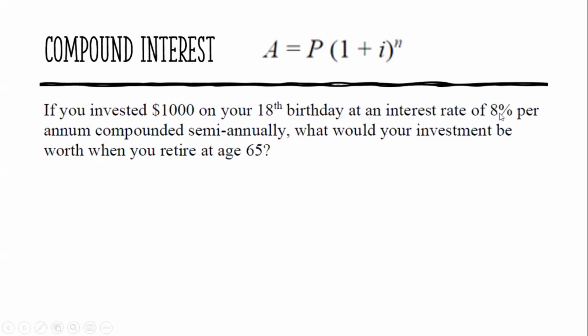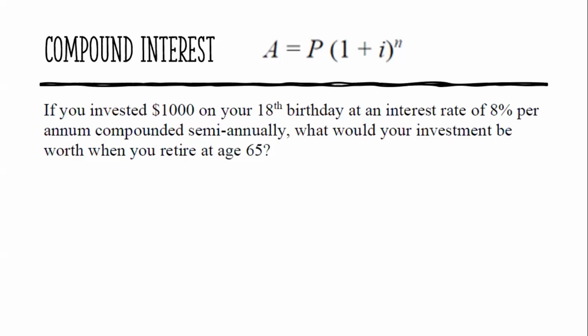And the bank says they're going to give you 8% and they're going to compound it semi-annually. What would your investment be worth when you retire at 65? So you're 18. You're going to retire when you reach 65. So you want to know what happened to your $1,000. What is my $1,000 worth now? Okay, so that's the thing I want you to think about. An everyday kind of situation that you have to work your way through.